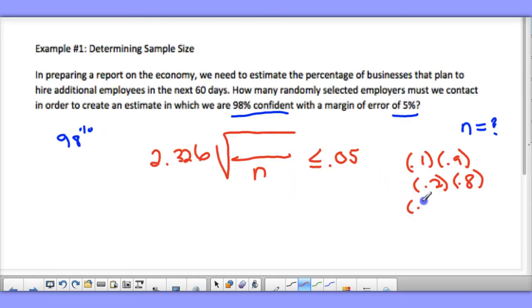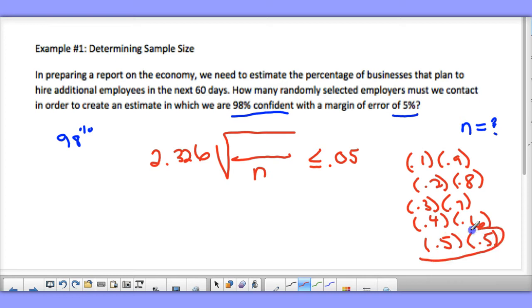So if I think about all the different pairings of possible values for p hat along with possible values for 1 minus p hat and take a look at each of these products, I can see that the largest product is going to be when p hat is 0.5, because this would give us 0.25 versus 0.16 or 0.09. So I'm going to use 0.5 times 1 minus 0.5, which is also 0.5. So if you have no idea what to use for p hat because you haven't done a previous study, you can just use 0.5 to be conservative.